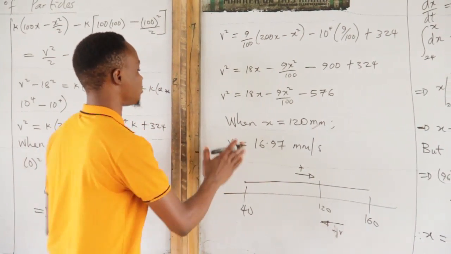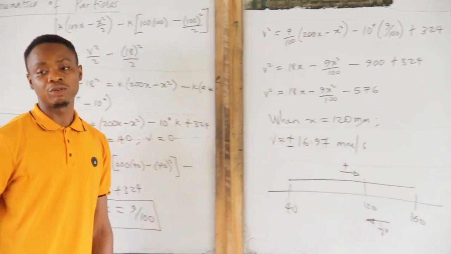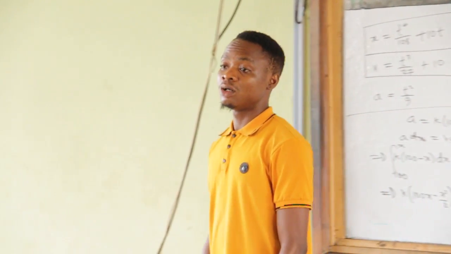You cannot tell. So this is meant to be v is equal to plus or minus 16.97. Does that make sense? Plus or minus. So it depends on whether it was going forward or backward at the instant under consideration.